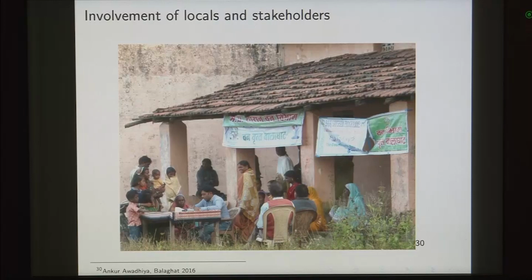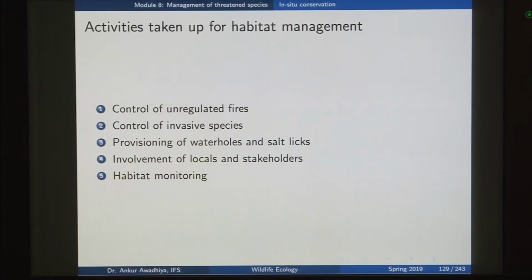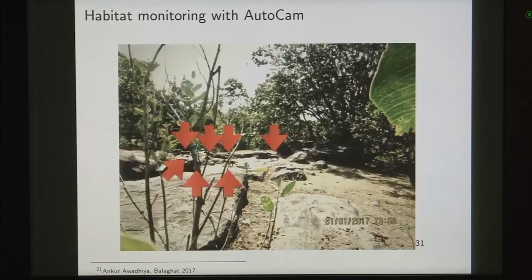So, they would try to prevent poachers that are, say, coming into these areas. We also do a lot of habitat monitoring. In the case of habitat monitoring, we also make use of technologies such as autocams. In this example we are observing wild dogs, and there are 7 puppies in this wild dog den.